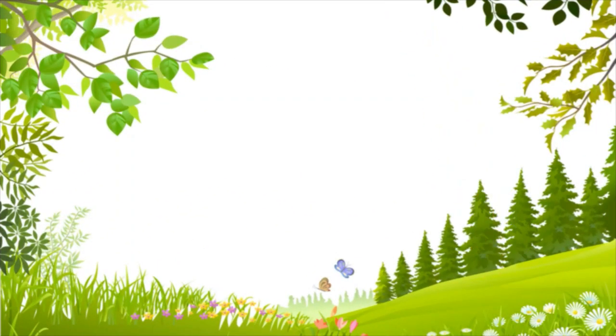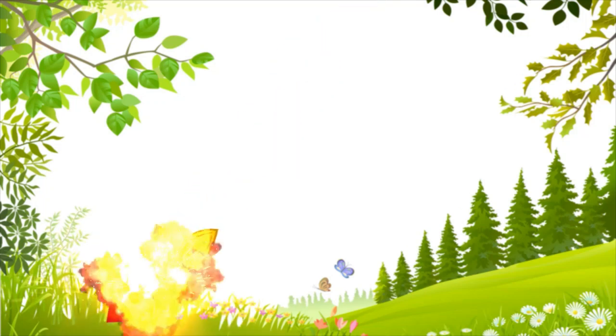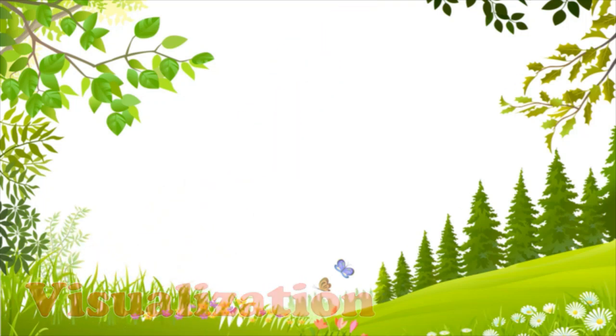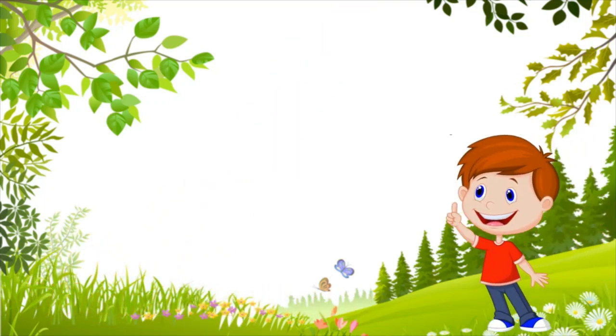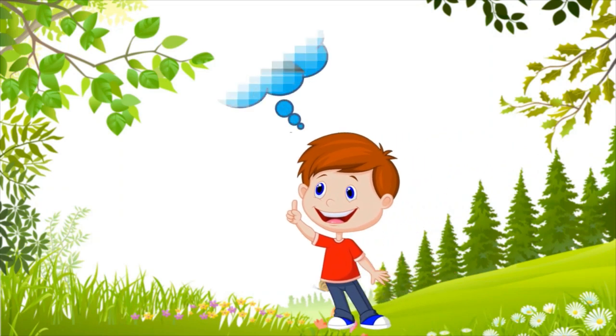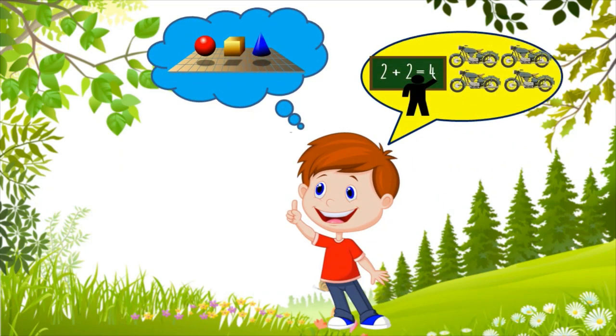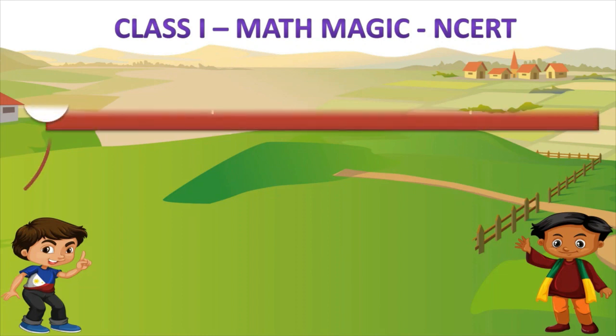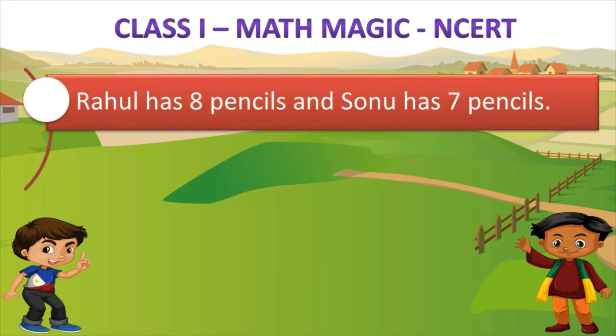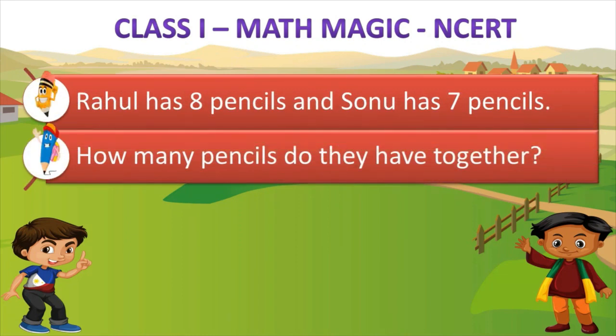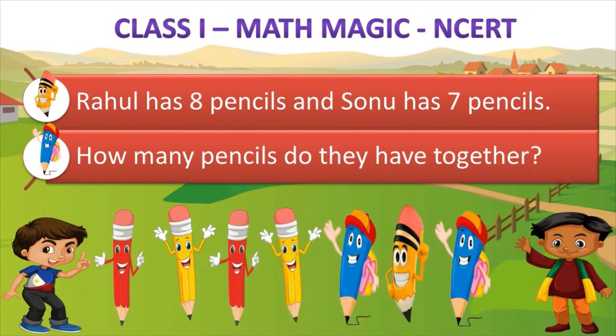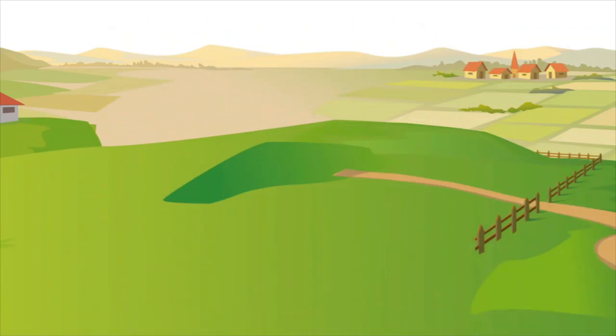First strategy is visualization. What's visualization? It is nothing but picturizing the question in the form of images or scenes. Let's try it out. Rahul has 8 pencils and Sonu has 7 pencils. How many pencils do they have together? Let's see if we can visualize this.